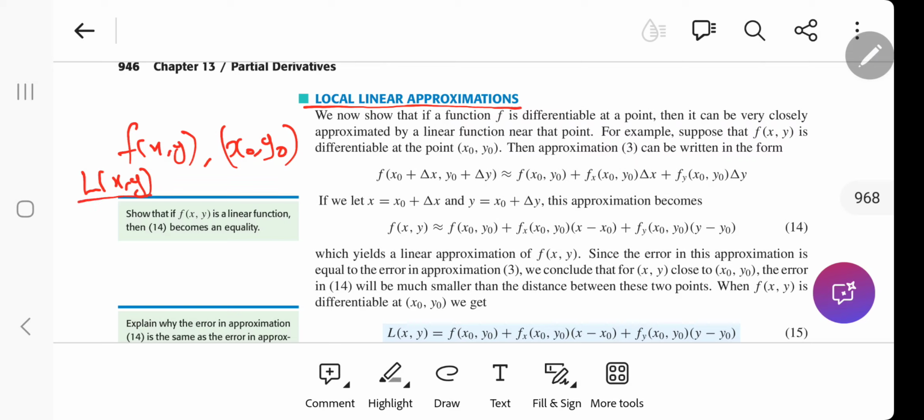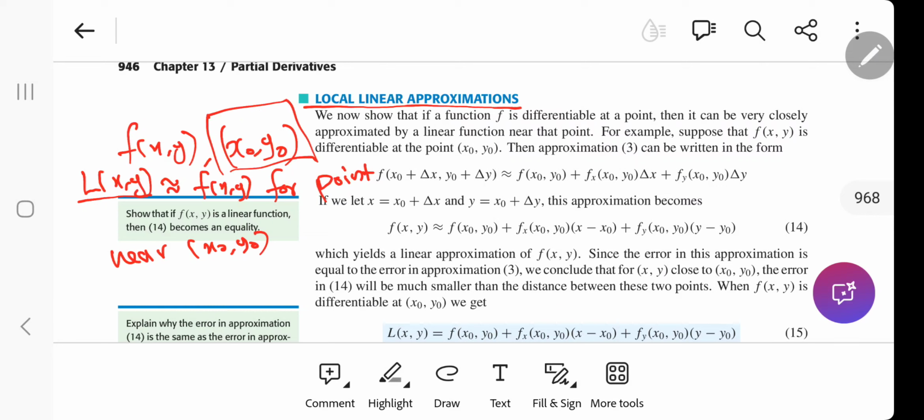You want to find such a function. What's the relation between these two functions? This L of x, y will be approximately equal to f of x, y for points near x0, y0. That's why it is called a local linear approximation. So you want to find another linear function. Both these functions have approximately the same value near this point. Such a function is called a local linear approximation of f of x, y.